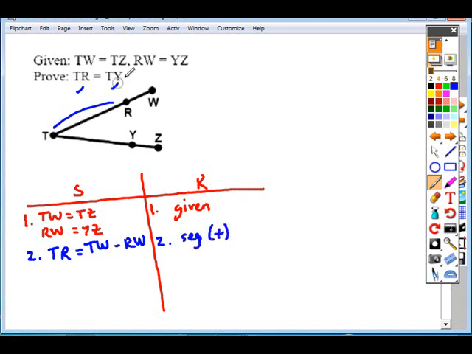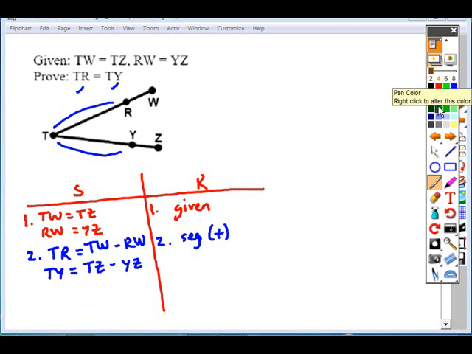Okay? And we can introduce TY in the same way. TY is also a part of a whole, so it's equal to the whole thing, in this case TZ, minus the other part, YZ. Okay? It's justified under the same reason, segment addition, so you can include that together in the same step. So those are both step two. Okay? Now you have an option here.